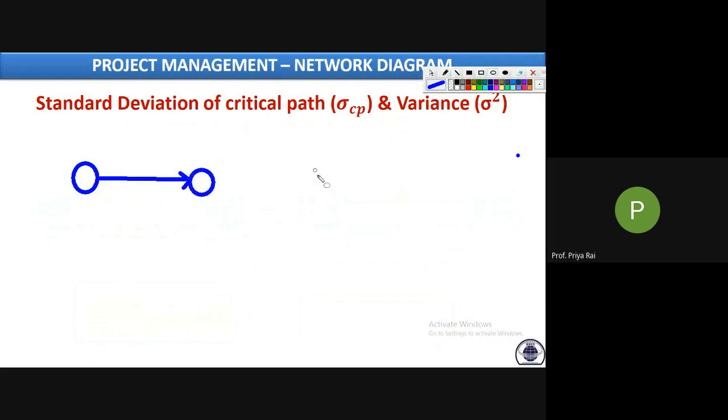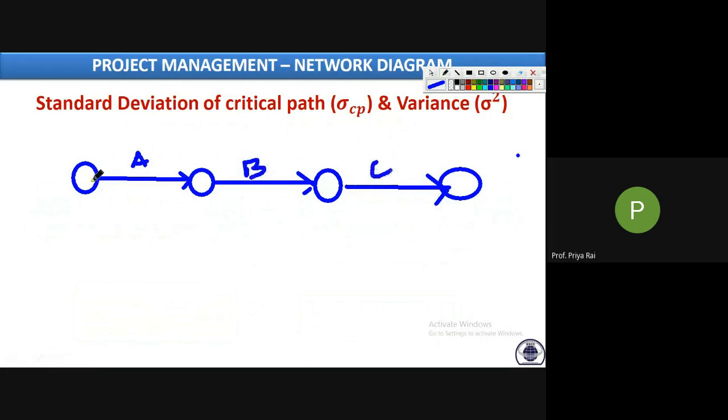Suppose these are the events, and these are the activities. And suppose this was your critical path. Suppose the critical path consists of 3 activities, A, B, and C. Now we have obtained the formula.